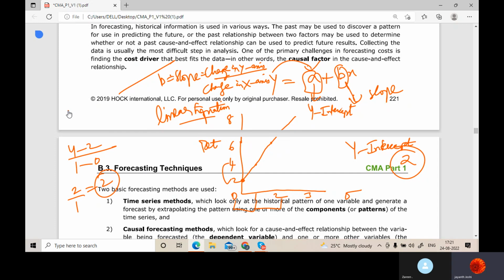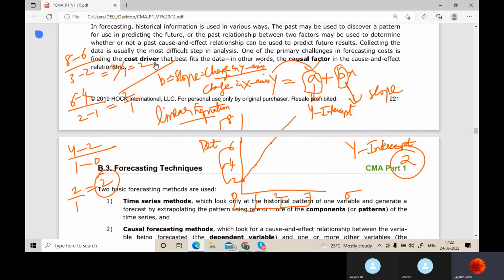If you move further, so 6 minus 4 by 2 minus 1, so it is 2 by 1 again. So the slope is constant or not? Please tell me. Again you move from here to here, you get returns. So again 8 minus 6 by 3 minus 2, so 2 by 1, 2. So slope is constant, and this x is called an independent variable, and this y is called dependent variable. That means as you change x, y would ultimately change.